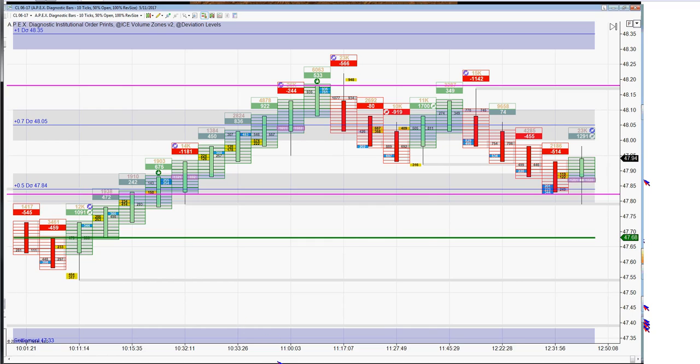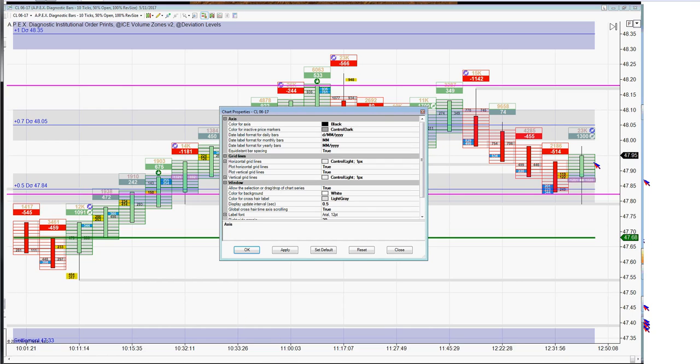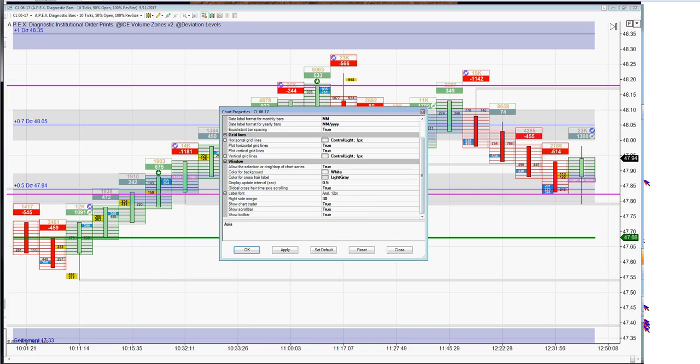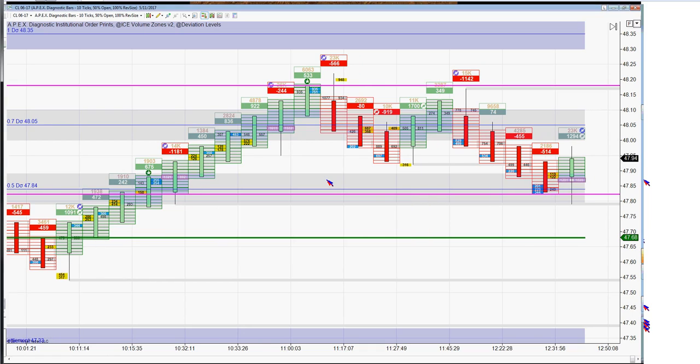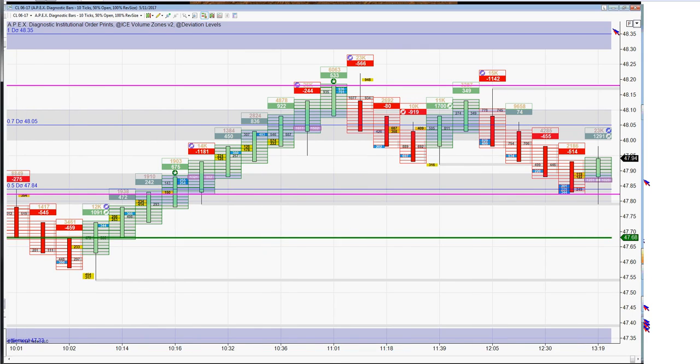You can go into properties if you want to move this over so it's not lining up on the side. Right click properties and make that like 60. It'll push it over so it's not overlapping into your price level.